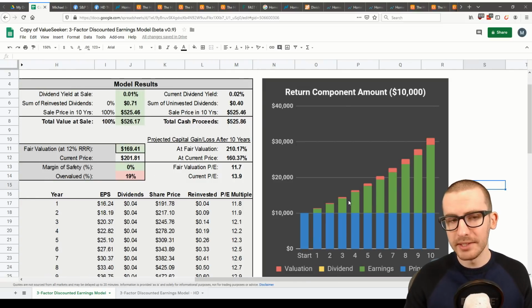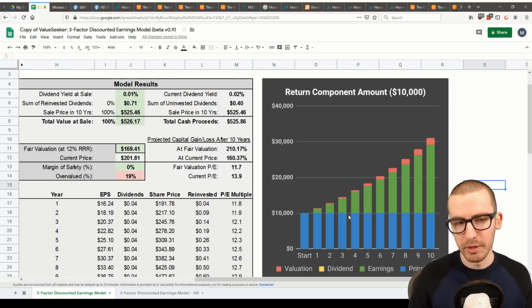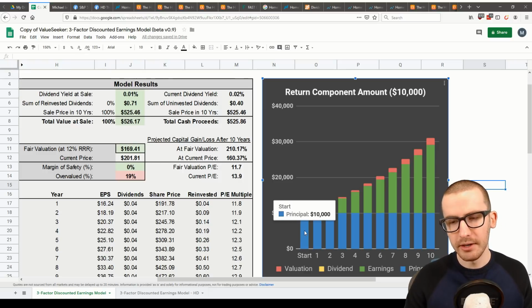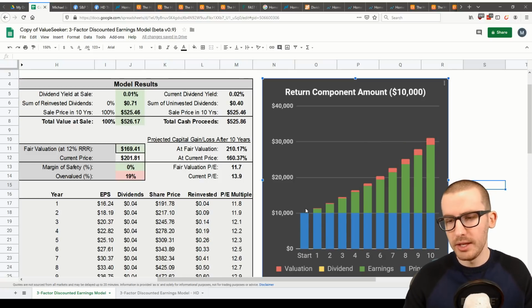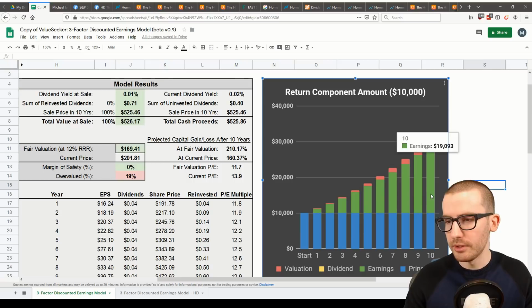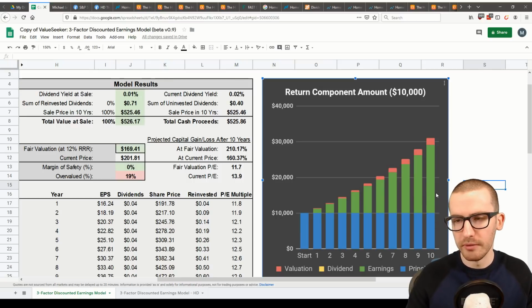So using the base case model assumptions for Cigna, we can actually model how much of our expected return is coming from each of those three factors. That's what this graph does here, and it starts with a principal of $1,000 invested into the stock. And if those assumptions hold true, you can get a general sense of where your return is coming from over the long term when you're investing in a stock.